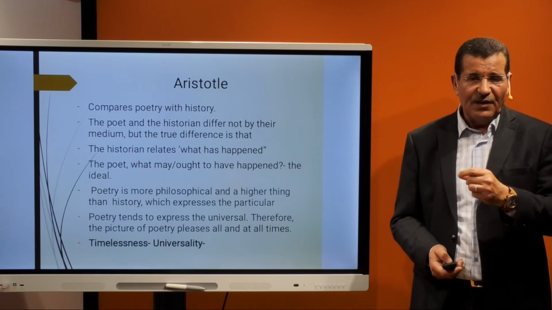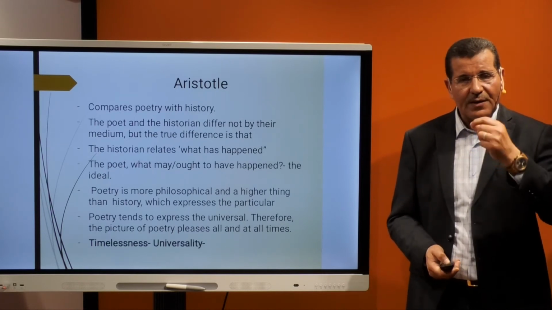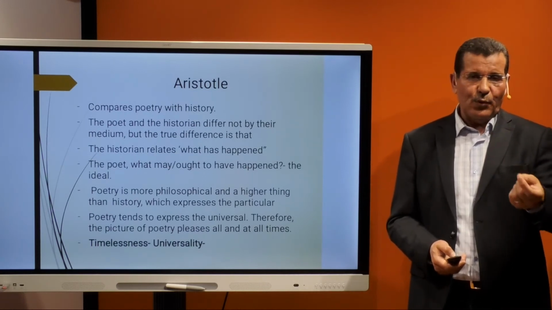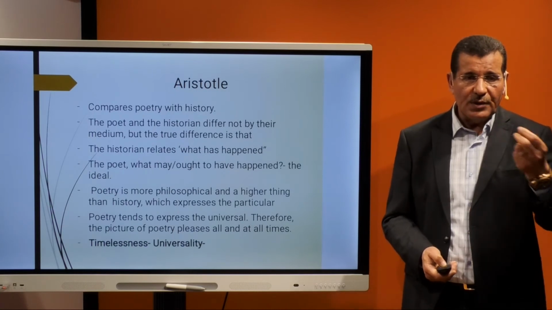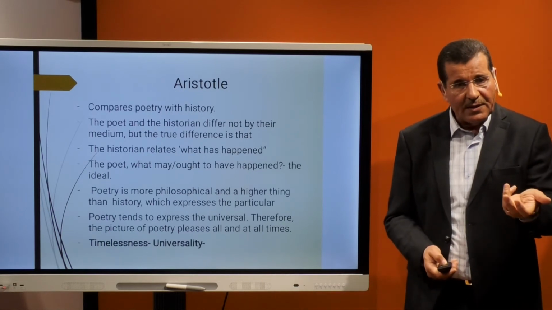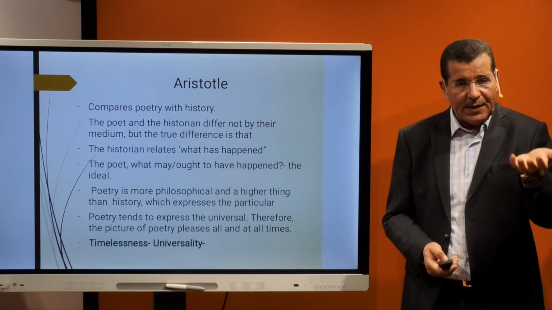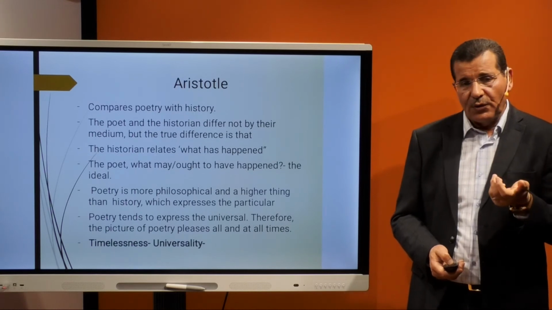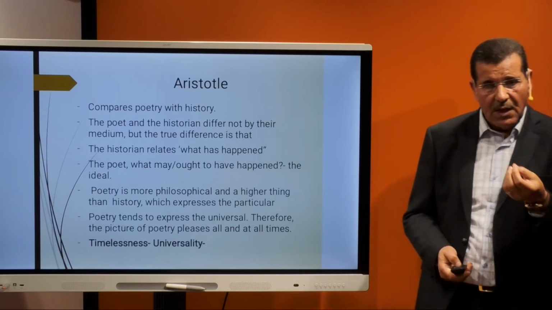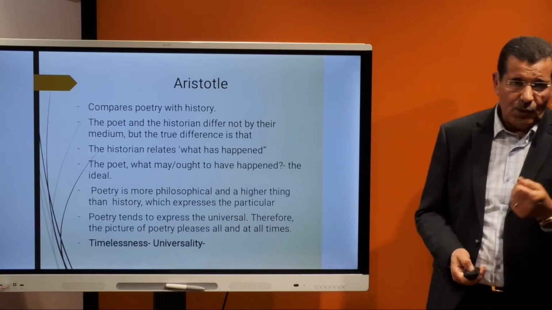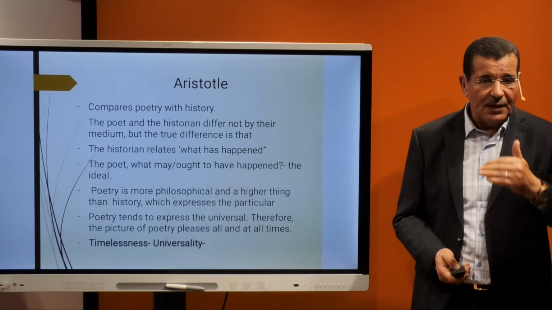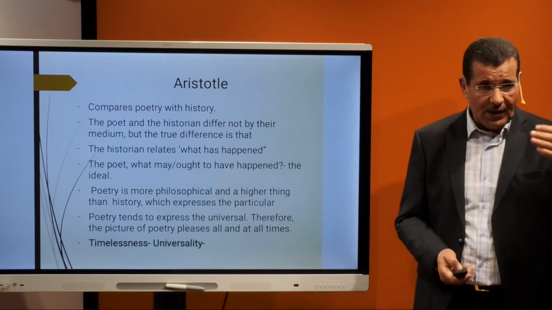And you can see that if Plato puts philosophy in a higher degree and art in a lower degree, Aristotle defends poetry because it is more than history, more than philosophy, more than the particular; it moves beyond that. And it gives the poet a higher status, because poetry, according to him, expands to express the universal. Therefore, the picture of poetry pleases all and at all times. And with Aristotle, we find the timelessness of art and the universality. That is to say, it puts art and artists in a higher position.